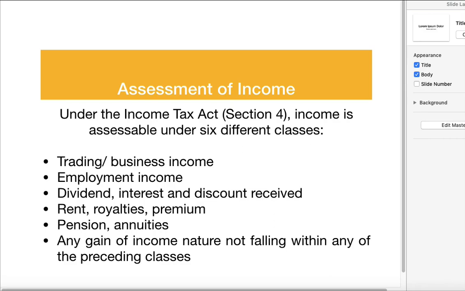Okay, number 2, employment income. Number 3, if you receive dividend, interest and discount. Number 4, rent, royalties, premium. Number 5, pension, annuities. And number 6, any gain of income, nature not falling within any of the preceding classes. These types of income are called classes of income. So if you are receiving any of the income from any of the 6 here, they are taxable.